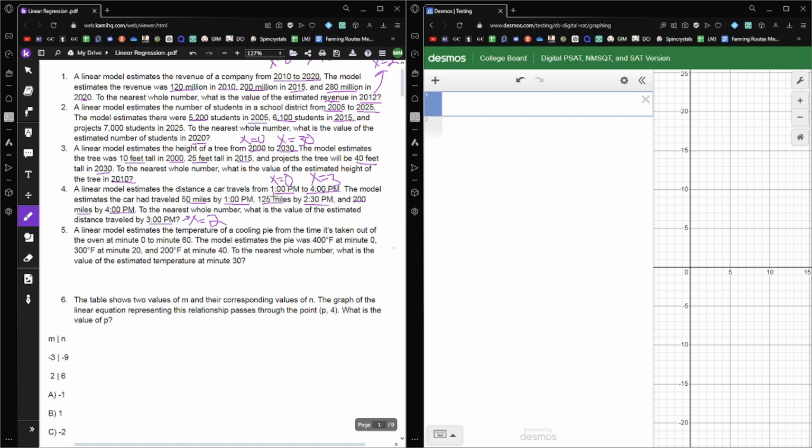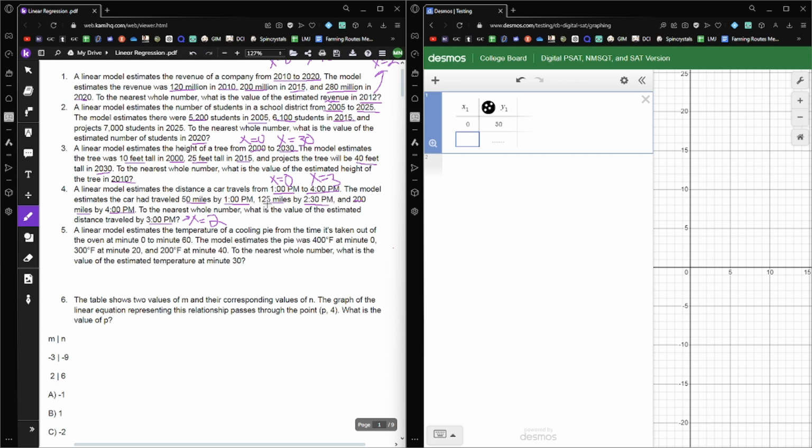Your initial value, that's always going to be x equals 0. So our time or our hours, that's going to be our x values, and then our miles or distance traveled is going to be our y values. Now let's start putting that into the table. 50 miles by 1 p.m. 1 p.m. is x equals 0 and 50.